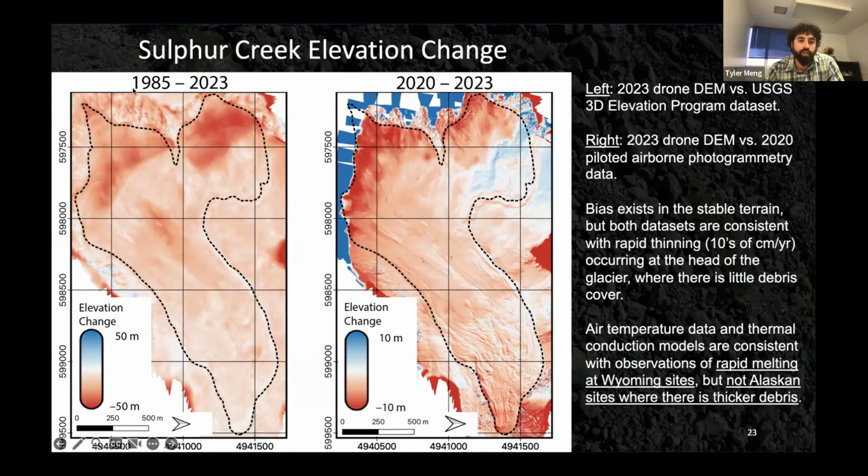And then these red regions up here actually are snowfields that don't have debris on them because they haven't had time to develop a debris layer. So those are just open to the sun and are melting even faster than the rest of the glacier in both those data sets. And a curious thing is that we didn't actually observe any elevation changes outside of the uncertainty and bias in the Alaskan data sets. So only in Wyoming is where we saw this rapid melt signal.